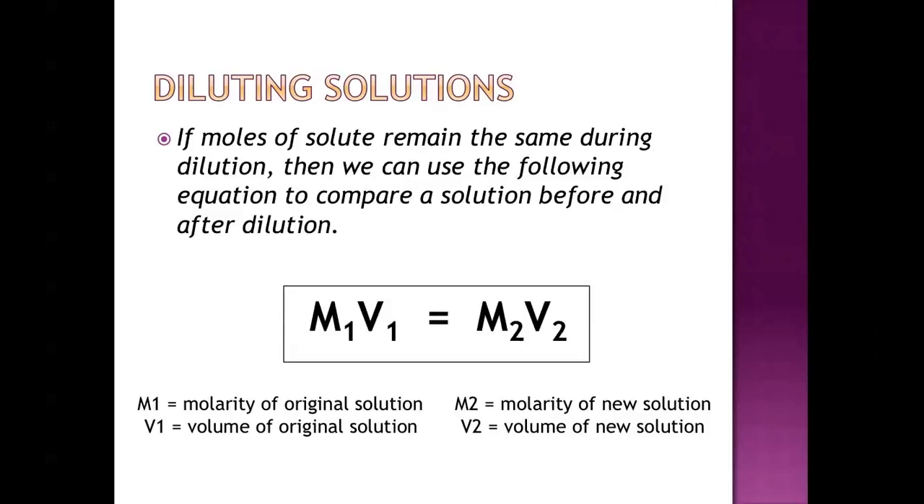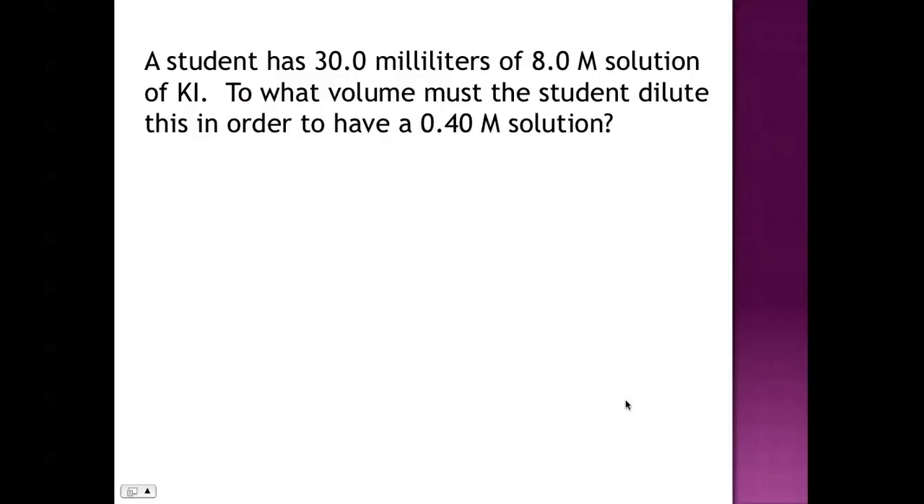So that eventually arrives us at the fact that if moles of the original and then the diluted ones are equal to each other, then the molarity times the volume of the original is equal to the molarity and volume of the new solution after it's gone through a dilution. So this is a formula that we're going to then use. So here's a sample calculation.